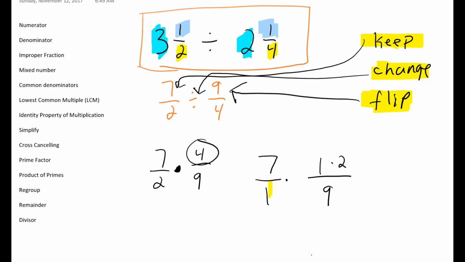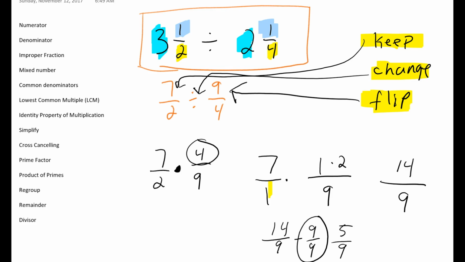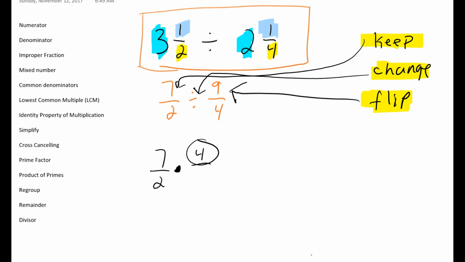Okay, and then I can just multiply across. 7 times 1 times 2 is 14 ninths. Then I can convert that. If I have 14 ninths, I can pull out the whole number, and I end up with 1 and 5 ninths. Okay, that's the keep, change, and flip method. Basically you're taking a division problem and turning it into a multiplication problem.